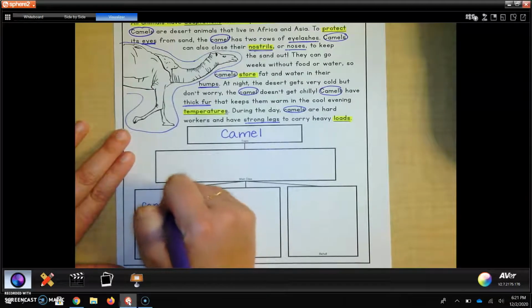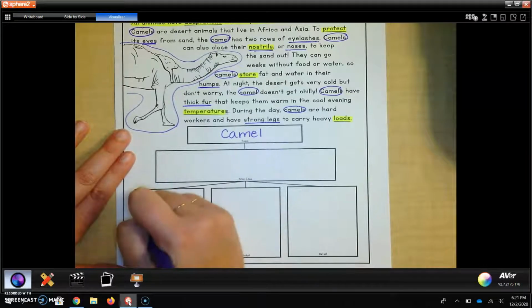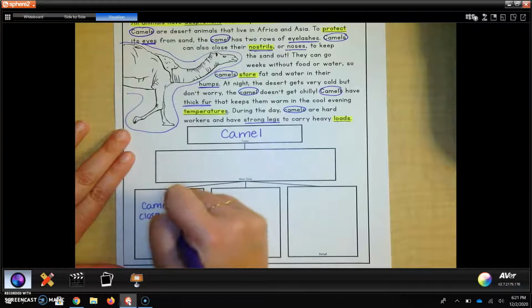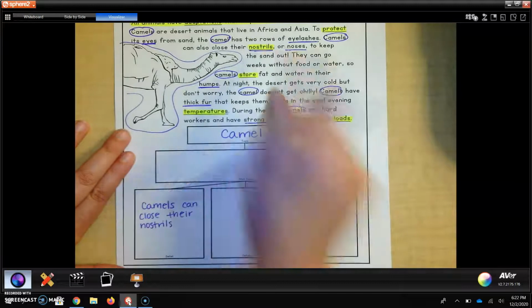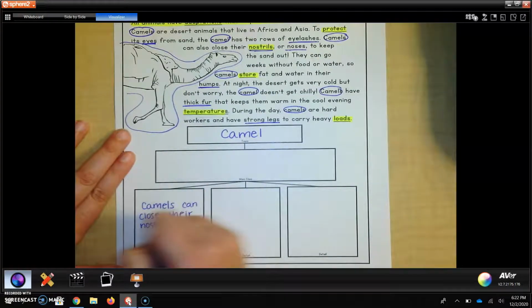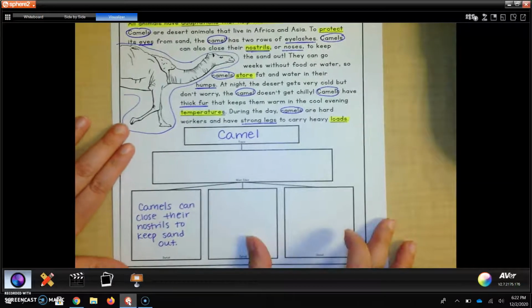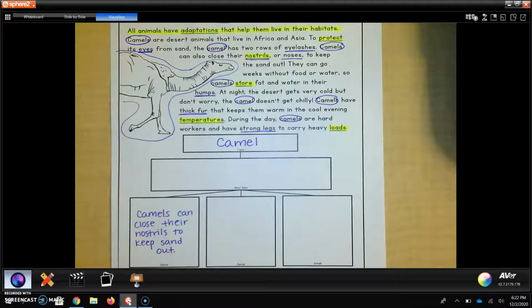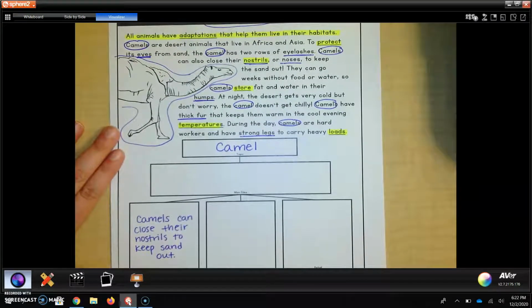And remember, you can copy the sentence or you can write it in your own words. I'll say camels can close their nostrils, and I'm going to use the word nostrils because that was a special underlined word, to keep sand out. Okay, so that's a good detail, and it's a detail that supports how a camel has a special adaptation, a special quality that allows him to live in the desert. Let's find another good one.